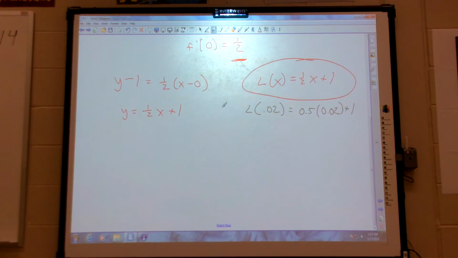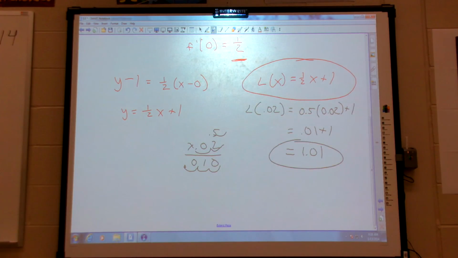Remember when you multiply that, watch your decimal places. That'll give you 10, but you want 1, 2, 3. 0.01. So 1.01. So without a calculator, without actually taking a square root, I'm saying the square root of 1.02 is about 1.01 using my line, not the curve.